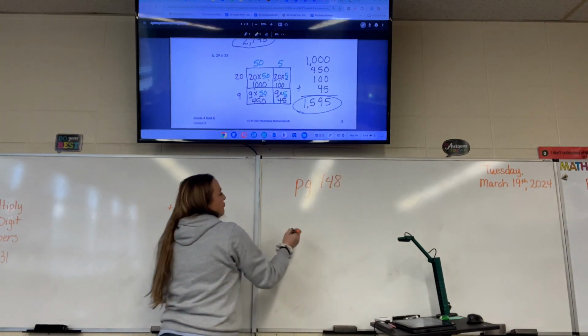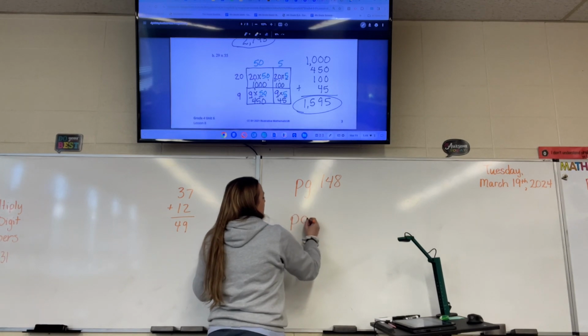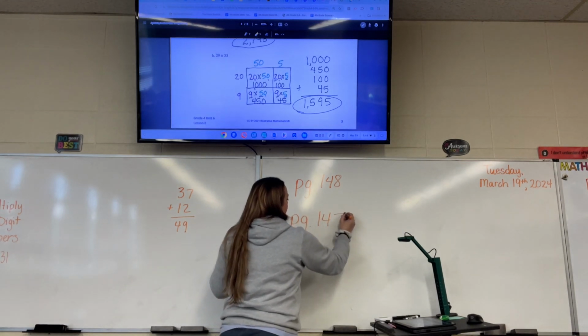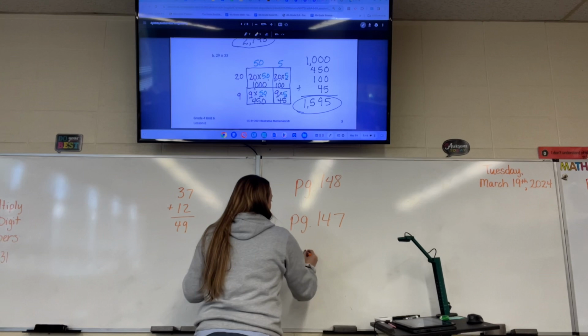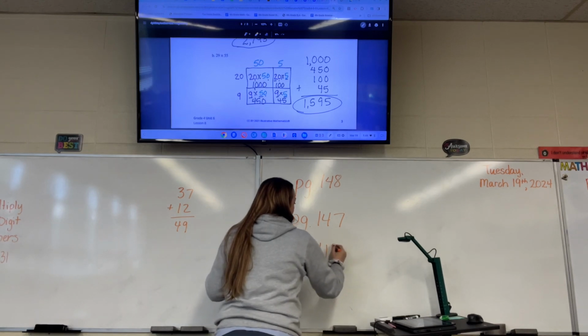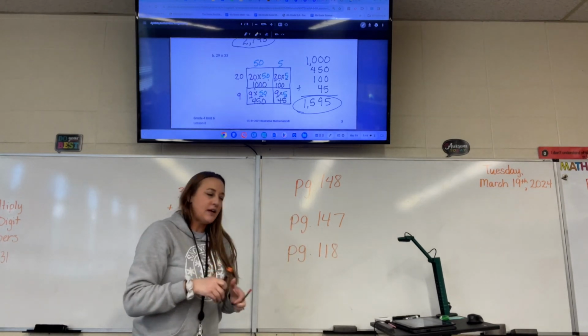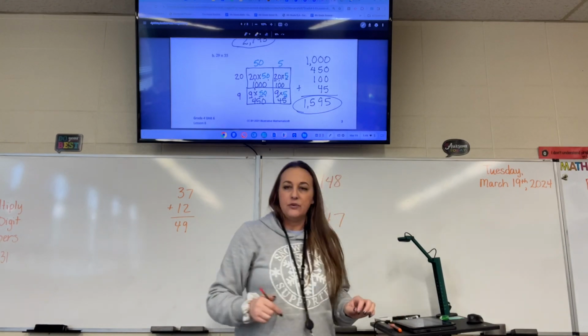Your practice page today is page 148. The one from yesterday was page 147. And if you have not already finished page 118, make sure you've got that done as well. And we'll go through these shortly.